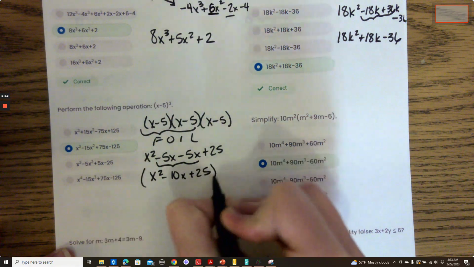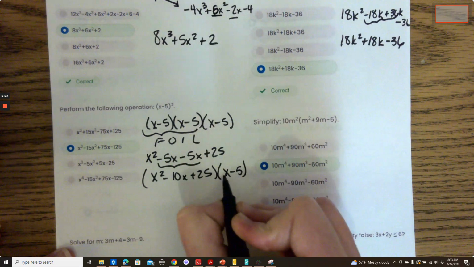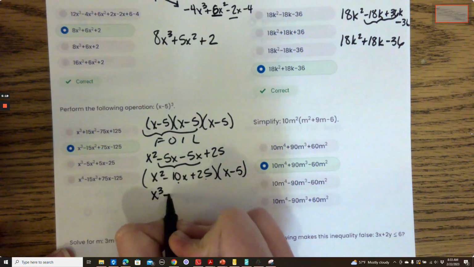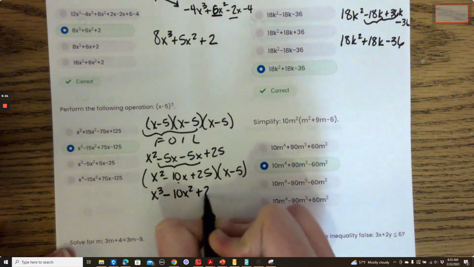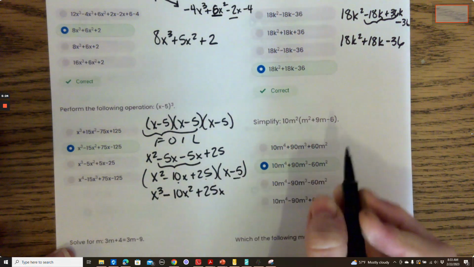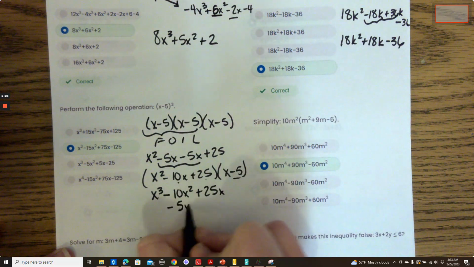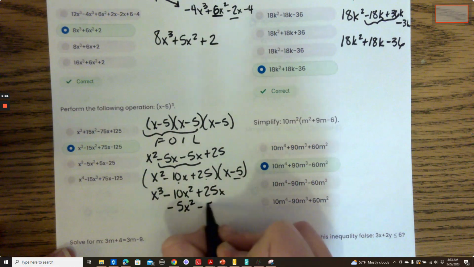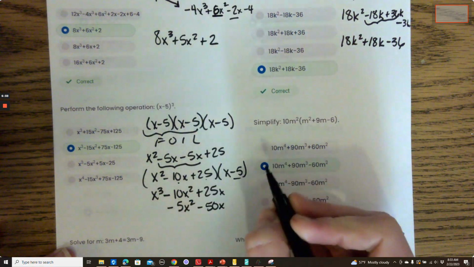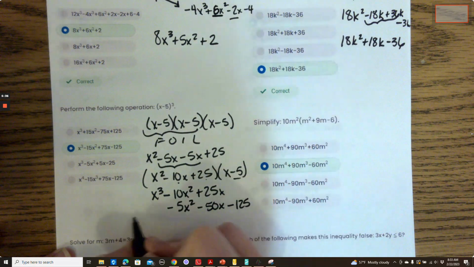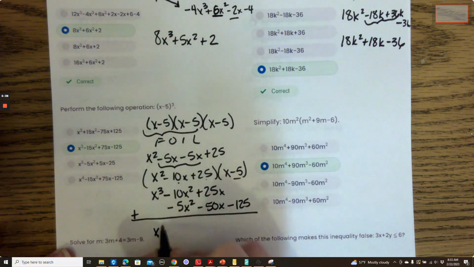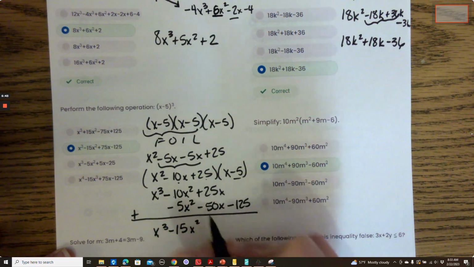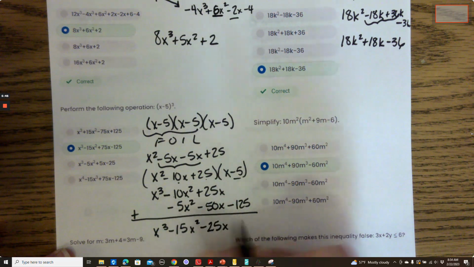And then I'm going to take this and multiply it by x minus 5. So I'm going to multiply everything by x, each term here. So x cubed minus 10x squared plus 25x. And then I'm going to multiply everything by the negative 5. So negative 5x squared, this would be negative 50x. And then 25 times a negative 5 would be a negative 125. And then you combine like terms. Negative 10 and negative 5 make a negative 15. Positive 25 and a negative 50 make a negative 25.